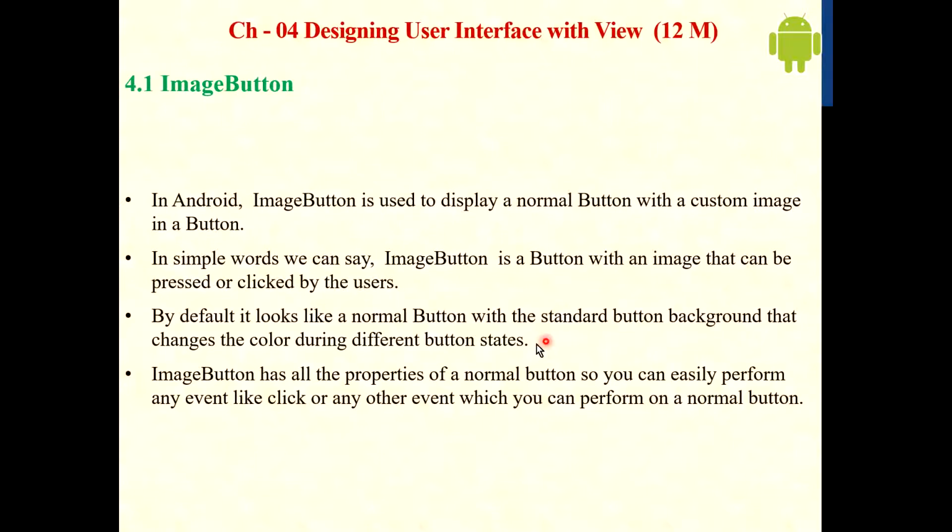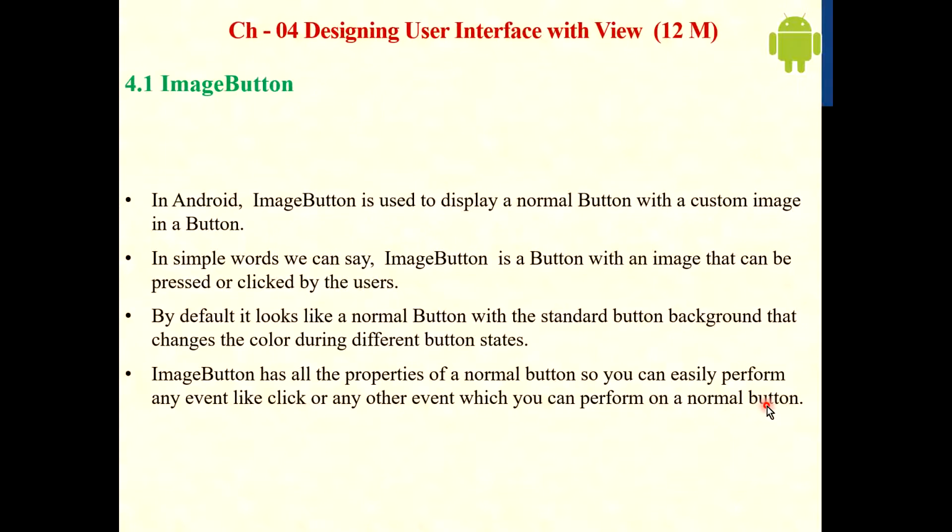It depends on the state. The button's color changes to show which state it is in. Okay. Next point, an image button has all the properties of a normal button. So it acquires all the properties of a normal button, so you can easily perform any event like click or any other event which you can perform on the normal button.